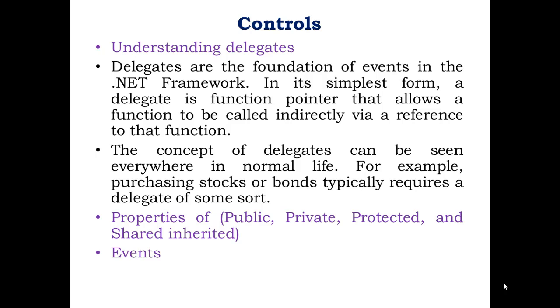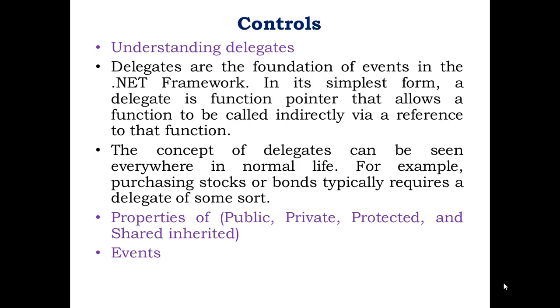Properties of each and every delegate, different types of access modifiers: public, private, protected, and shared, inherited. These delegates will be involved in these members, and the properties play a very important role for all types of controls. And the same thing with events, which are also provided with functions or methods for different types of controls.